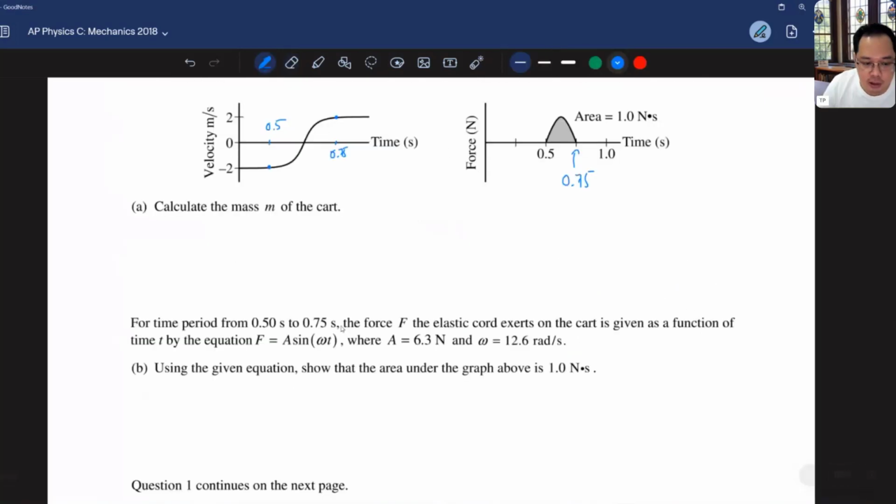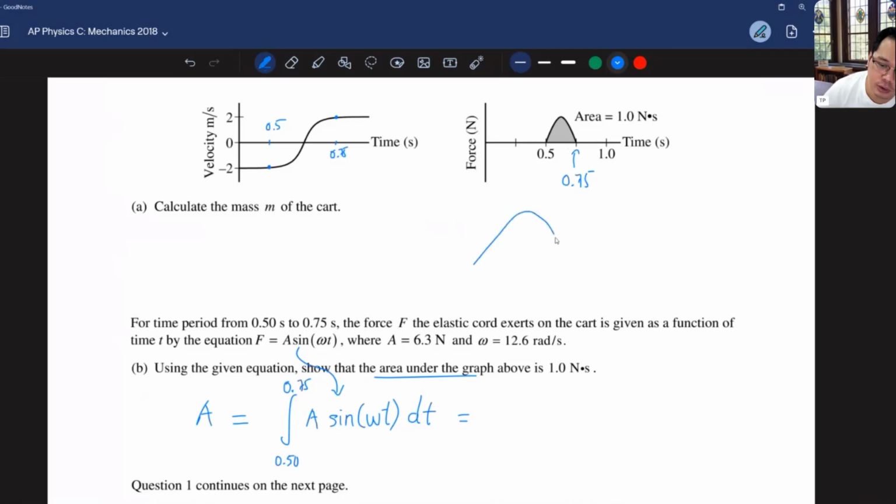Okay, that area under the graph is the integration of the force function, which is this one, amplitude times sine of omega t, and taking the integral with respect to the time, okay? And the upper and lower limit of the integration is 0.5 to 0.75, okay? And according to the graph, it's the 1/4 of the period, a sinusoidal graph, so not 1/4, sorry, 1/2, from here to here is the period, and so this is half period.